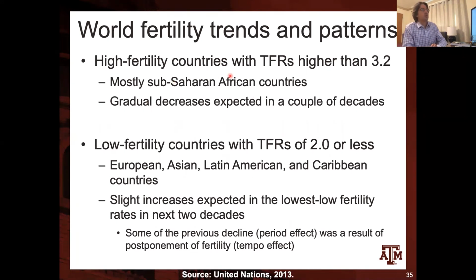So high fertility countries are those with total fertility rates higher than 3.2 children per woman. And this is the case of mostly sub-Saharan African countries. And they have been experiencing gradual decreases in fertility rates. And we expect these decreases to keep going in these next decades. Low fertility countries are those with total fertility rates below 2 children per woman. So women on average are having less than 2 children.